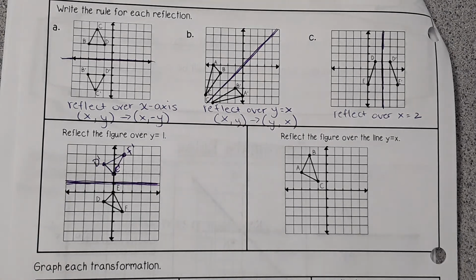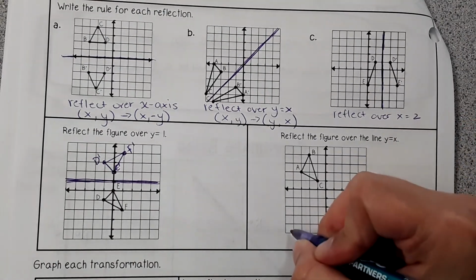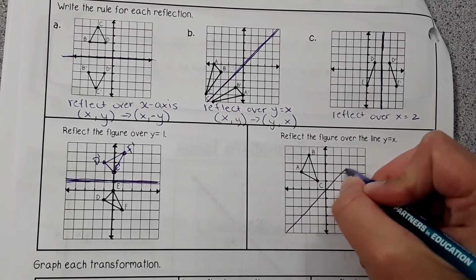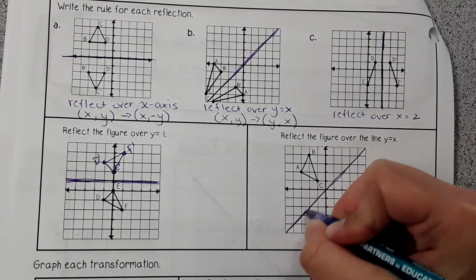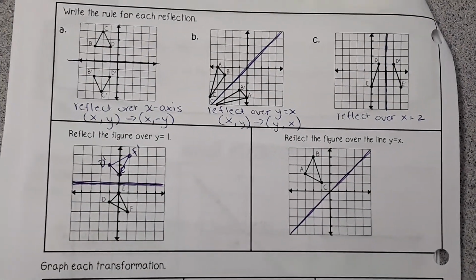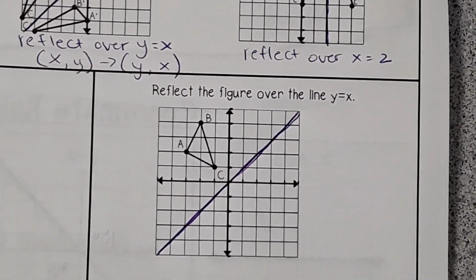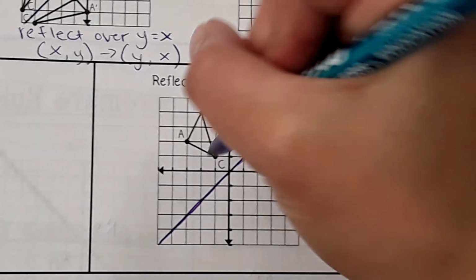And the next one, reflect the figure over the line y equals x. Again, that x is positive, so therefore positive slope, it's going to be the diagonal that goes up to the right like this. I'm going to zoom in on this one here. Okay, this one is a little bit different.